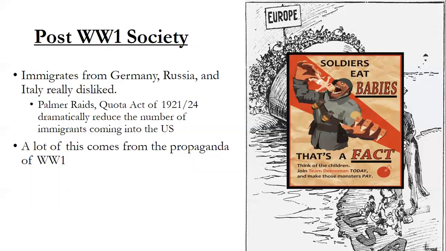All right. Now, post-World War I society, you're going to have immigrants coming from Germany, Russia, and Italy who were really, really disliked. And so there were a lot of different acts that were created to stop them from coming. This back picture right here is representing the Quota Acts of 1921 and 24, which basically took all these Europeans and had them be funneled so only very few of them could come.